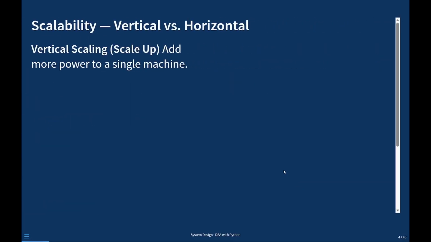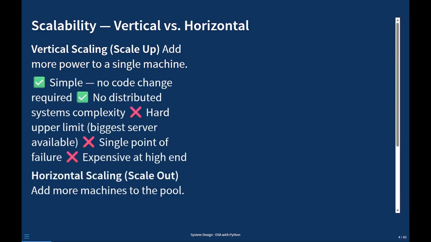Next. Once you understand your requirements, the first scalability question is, how do you handle more load? There are two fundamental approaches, scale up or scale out. Vertical scaling means adding more power to a single machine. Bigger CPU, more RAM, faster disks. It is simple. Your code does not need to change at all. The benefits are clear. No distributed systems complexity, transactions are easy, and your architecture stays simple.